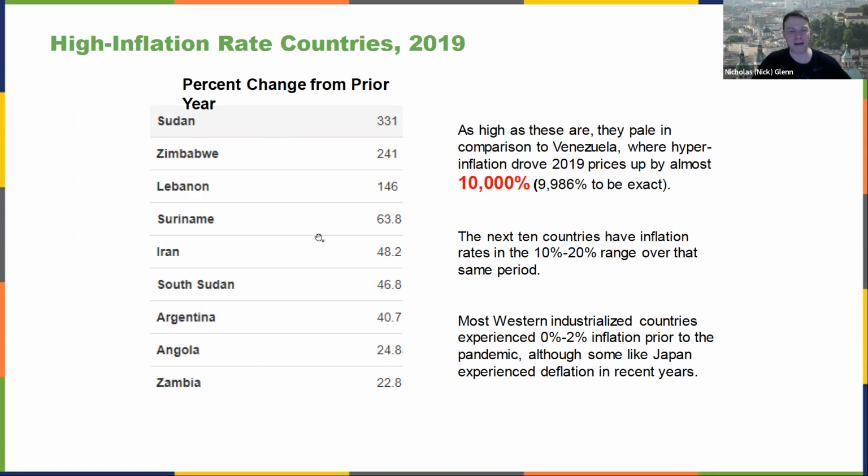These other ones are bad. Argentina is bad, 40%, but you can still conduct business in it. It's not just gotten completely out of control like in the case of Venezuela. But these are some bad ones as well.